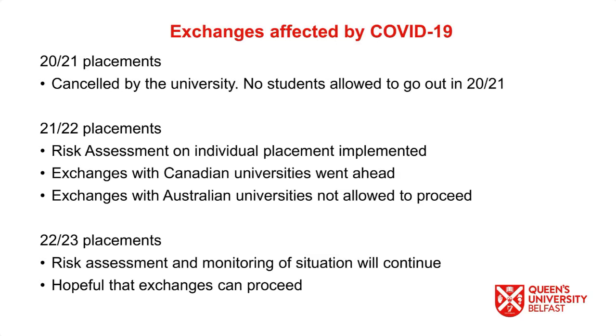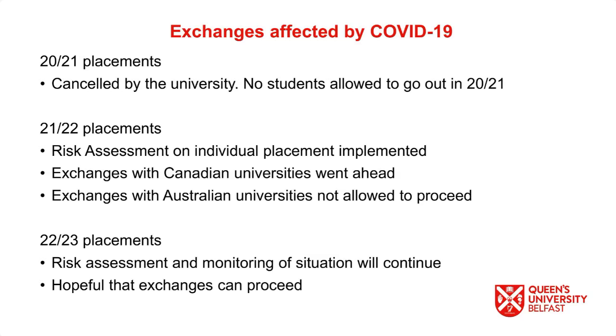For this academic year, the university has implemented a risk assessment process for all individual placements. And I will get on to the risk assessment process a little bit later on in the presentation. So all the exchanges with the Canadian universities, and that was the 2 Canadian universities this academic year, went ahead. The exchanges with the Australian universities weren't allowed to proceed because of the borders with Australia being closed.